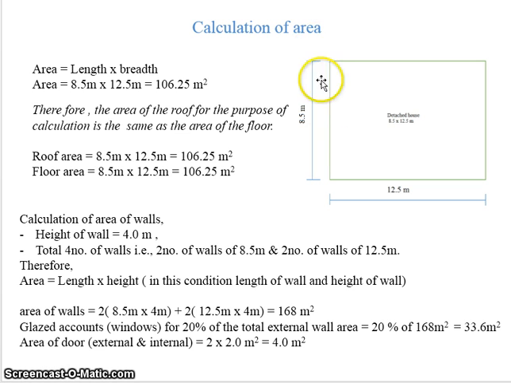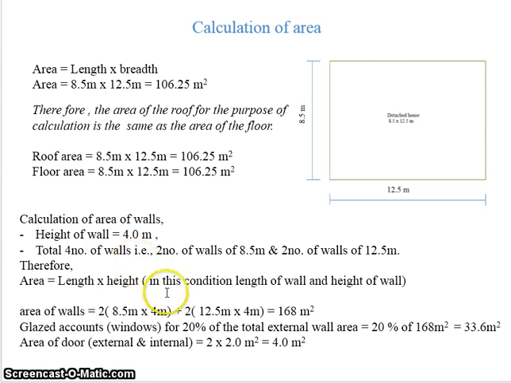Two walls are of 8.5 meter width. This wall and this wall are 8.5 meters, and this wall is 12.5 meters. So in total you have 4 walls. To calculate the area of a wall, the formula is length multiplied by height. So the area of walls is length multiplied by height.